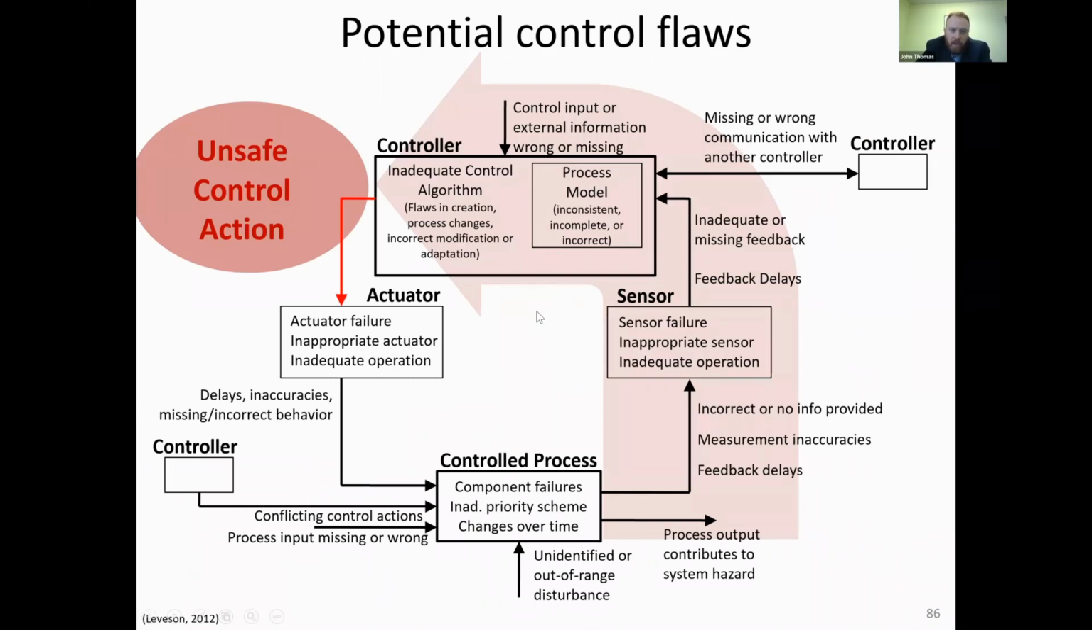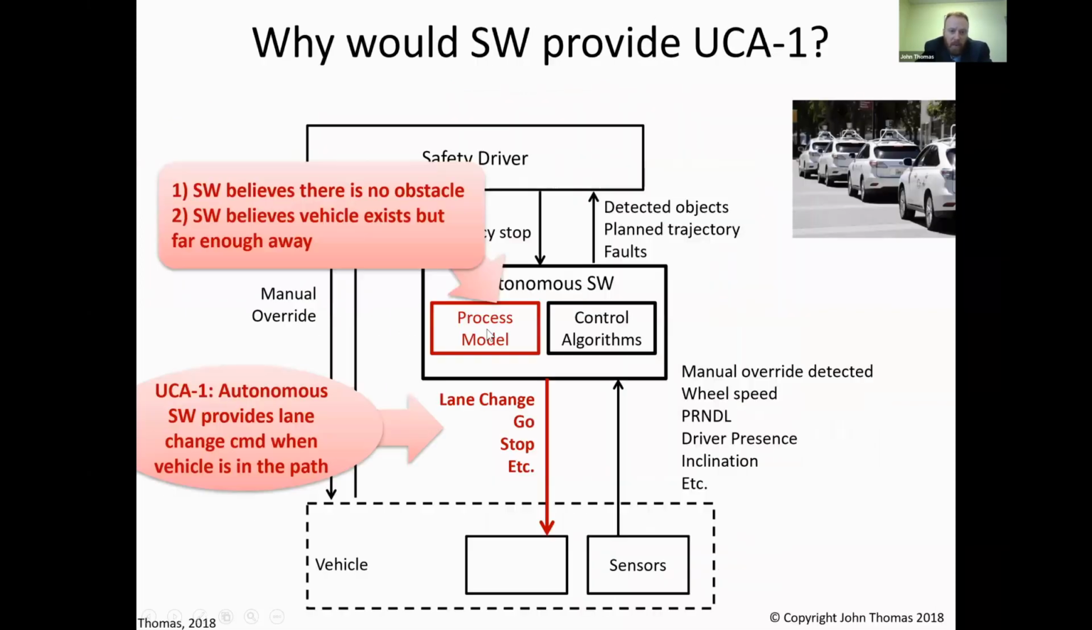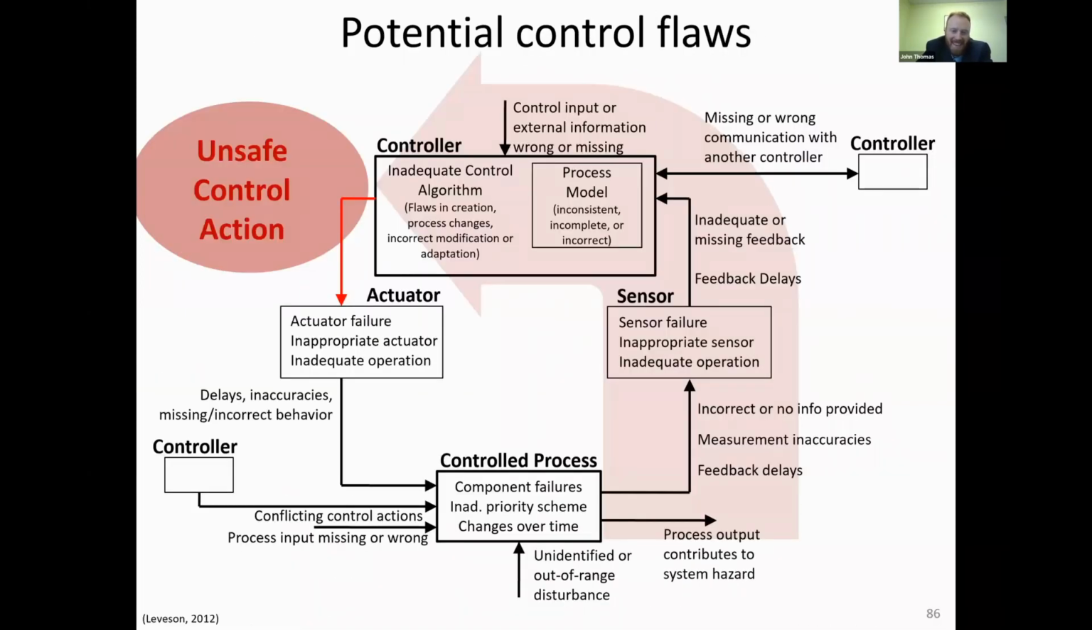I like to start with the process model. Here's an unsafe control action. Remember that the output, and we're going to work our way backward and see if we can build a real solid scenario that explains why this would happen. My animations are messed up. So let's look at beliefs.